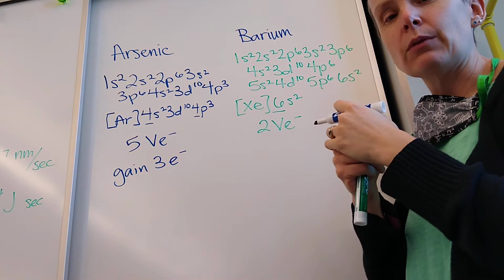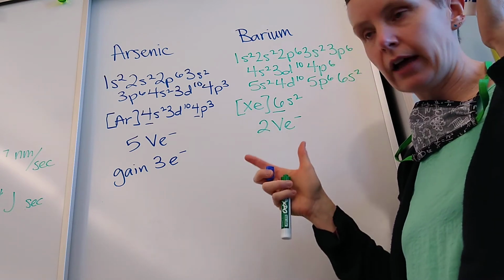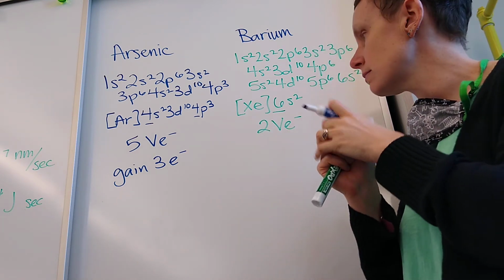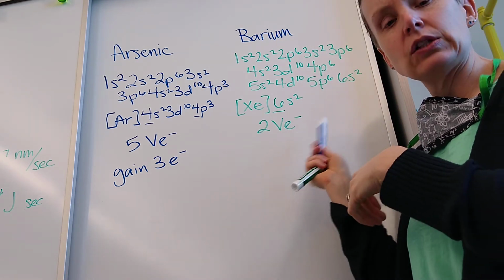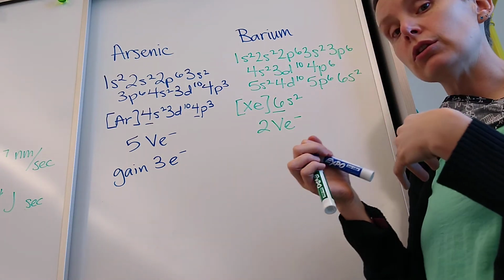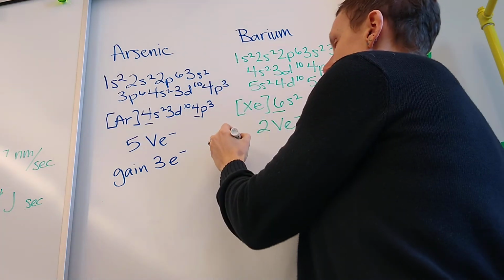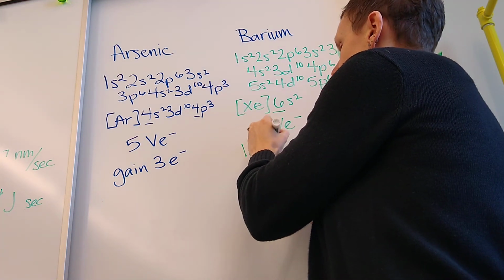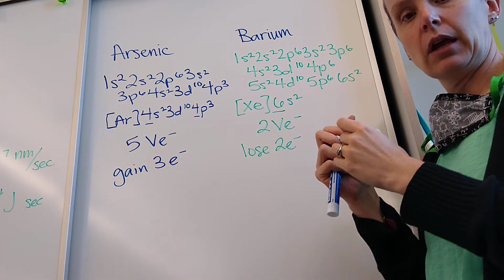The reason you want to write the word "gain" is that if you put a plus sign, that can get really confusing about charge and all of that. Okay, so gain 3 electrons. Over here, barium only has 2. Gaining 6 more is a lot of effort. Losing 2 is less effort, and it's going to do that. It's going to lose 2, and I'm going to talk about why in just a minute.